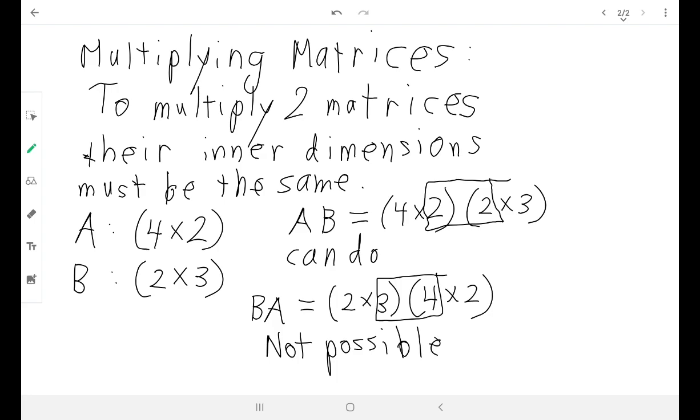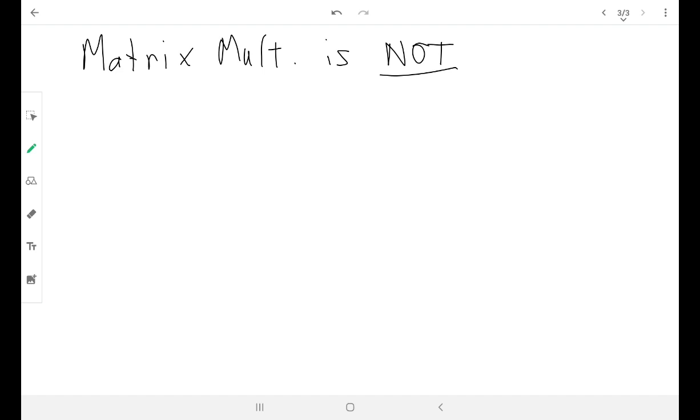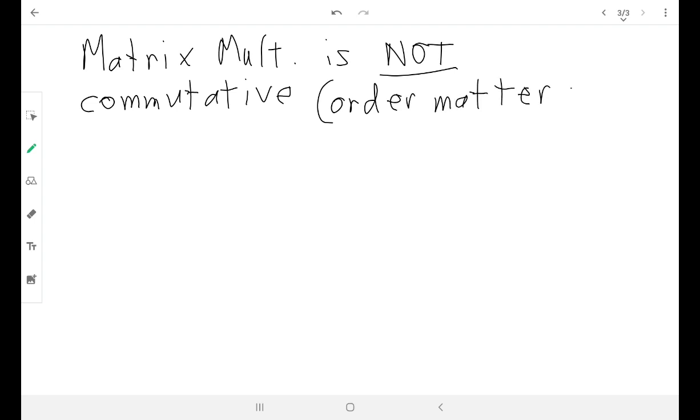So, a big note about this, let me talk about this on a new board here. Matrix multiplication is not commutative. In other words, order matters. So that's really important to us in this. The order that you multiply two matrices in actually determines whether you can multiply them at all.